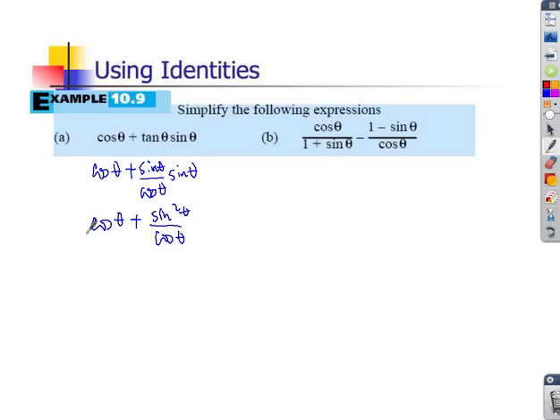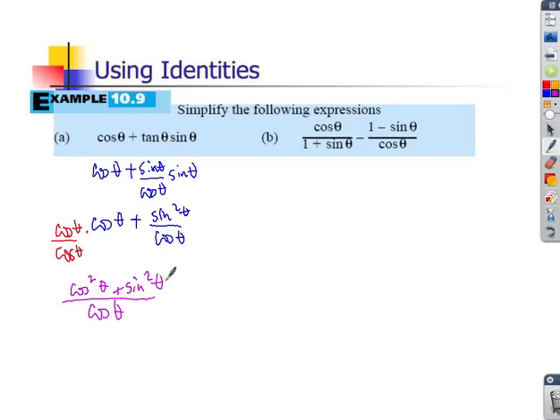So to do that, we need to write with a common denominator. Obviously the common denominator in the question is cos theta. So we'll just multiply this first term by cos theta over cos theta. And we end up with the common denominator, cos theta. And on top we have cos squared theta plus sine squared theta.